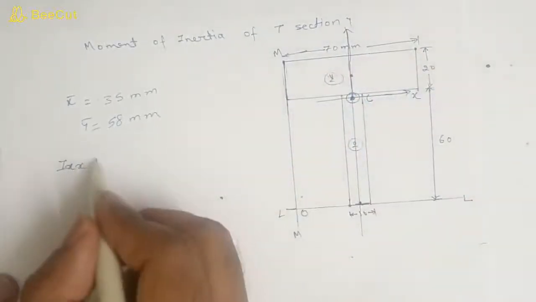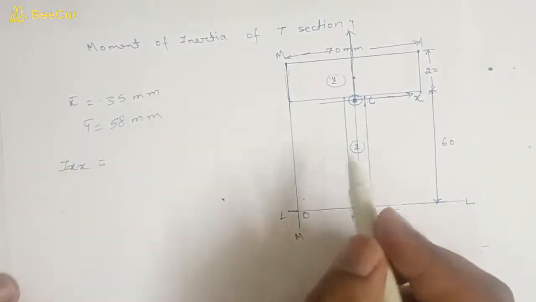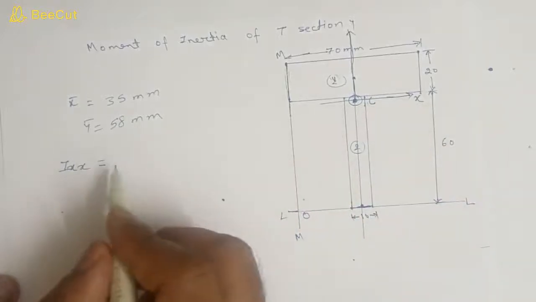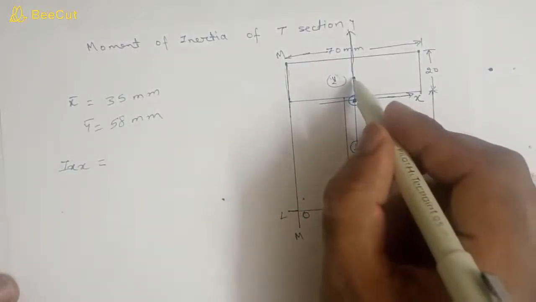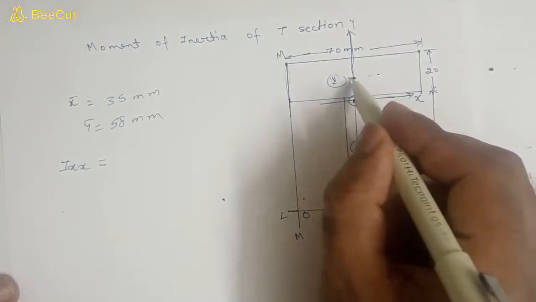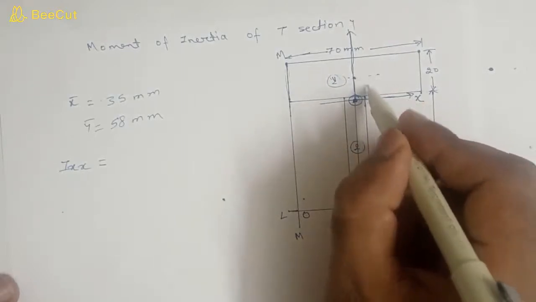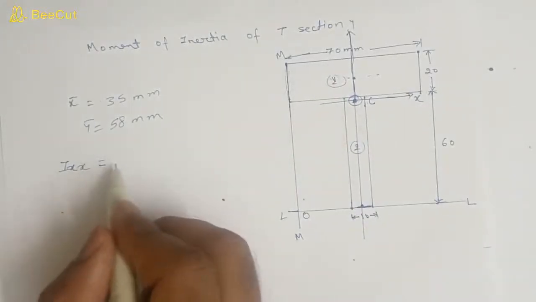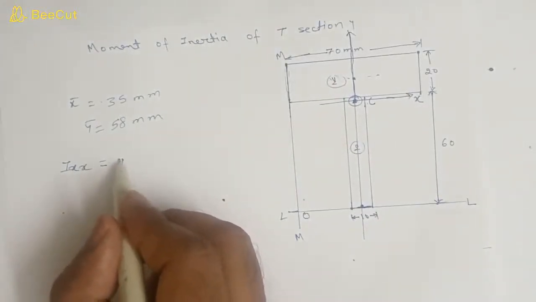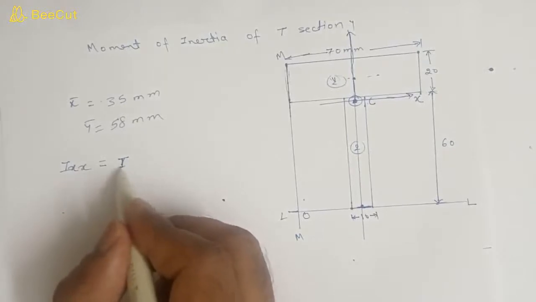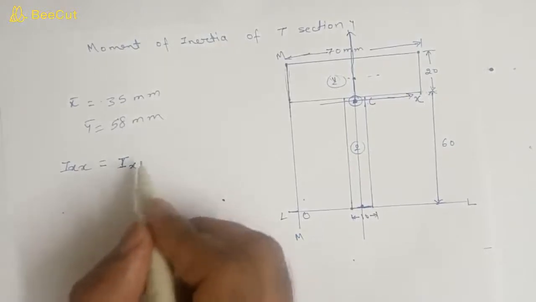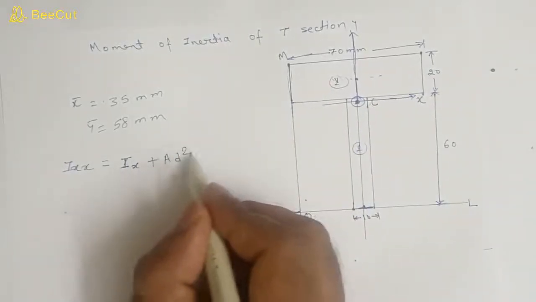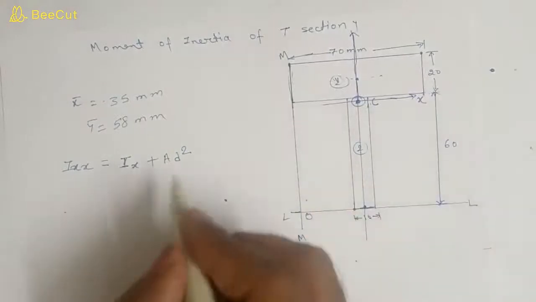So we will calculate Ixx, the moment of inertia of this T section about the x-axis. We will calculate the distance d from the centroid of each individual shape to the centroid of the whole shape. So Ixx is equal to I about the centroid of the individual shape plus A d squared. Now we will calculate d first.